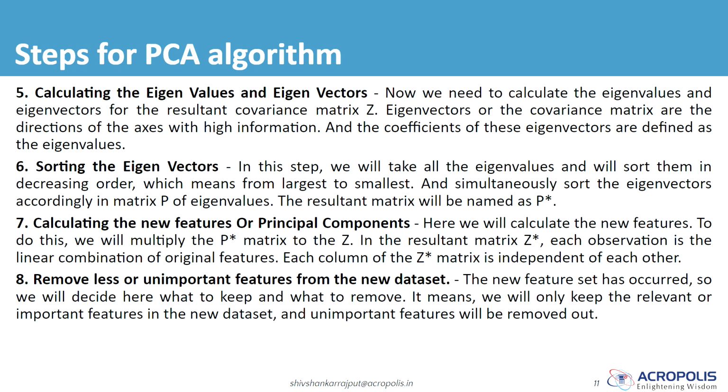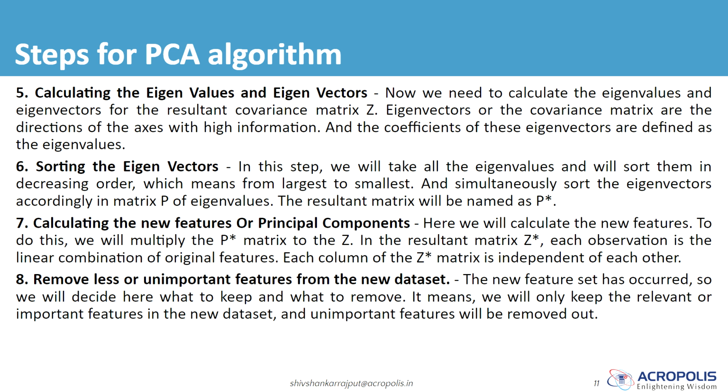Calculating the eigenvalues and eigenvectors. Now we will need to calculate the eigenvalues and eigenvectors of the resultant covariance matrix. I have explained the eigenvalues in the previous slides. Eigenvectors of the covariance matrix are the directions of the axes with high information, and the coefficients of these eigenvectors are defined as the eigenvalues.